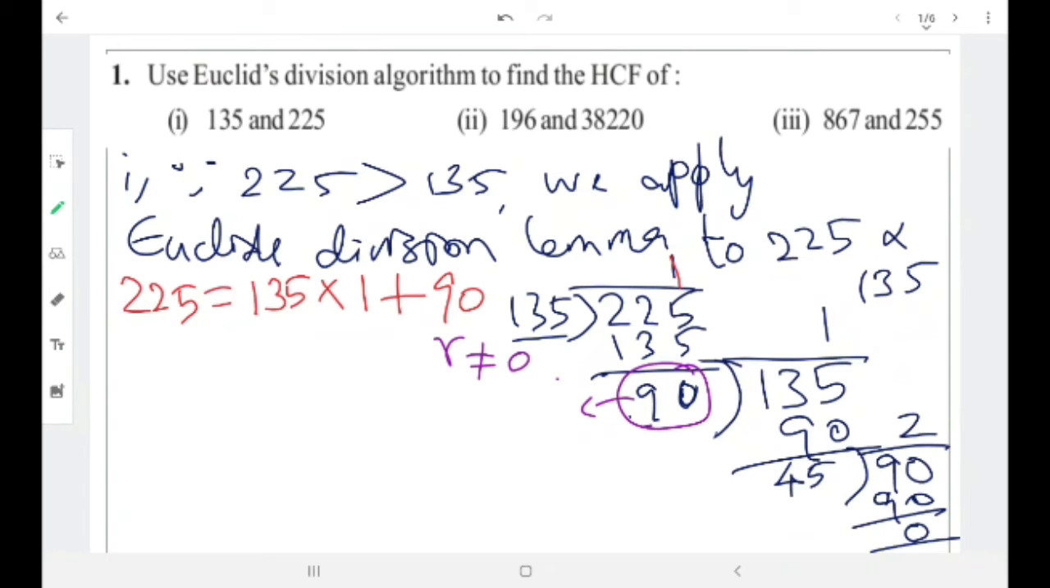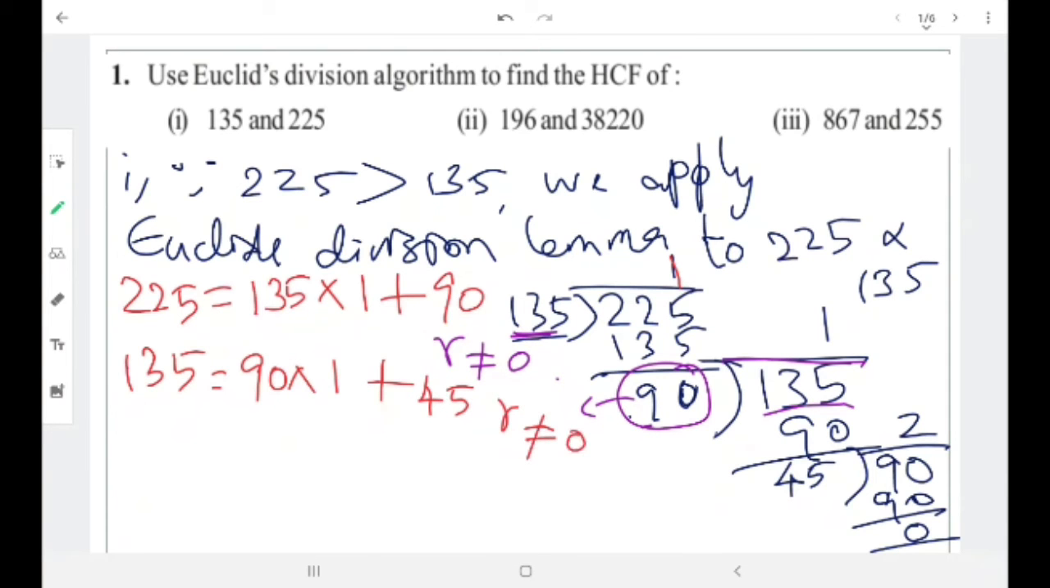This remainder will become the divisor and the previous divisor will become the dividend. Therefore, 135 is equal to divisor 90 into quotient 1 plus remainder 45. So, the remainder is not equal to 0.